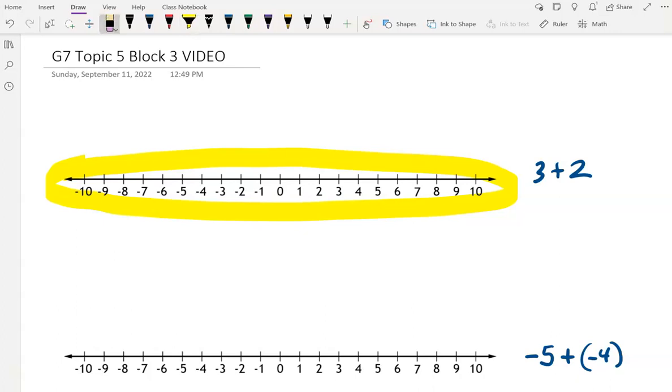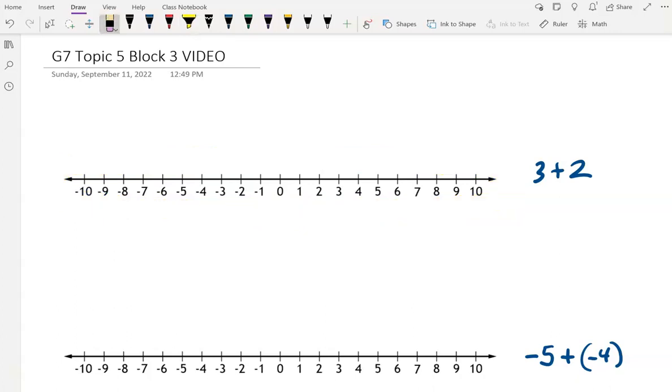Okay, now that you've taken care of that, we can get started. We're going to look at our first question here where it's 3 plus 2, and we're going to be using the number line. So the first thing you do is you look at the very first number, and that's the number 3. So I'm going to start at 0, okay? And at 0, I am going to move from there to positive 3. And there's positive 3.